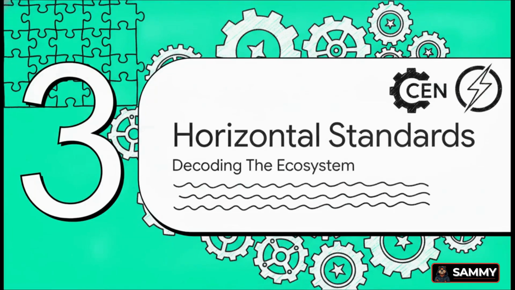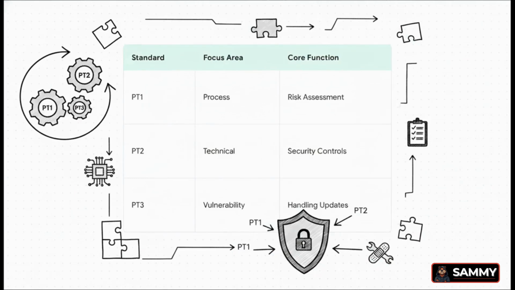Section 3, decoding horizontal standards, the ecosystem. Let's look at how standard-setting organizations like CEN and CENELEC have actually structured the rulebook you have to follow. And this brilliantly illustrates how the standard makers didn't just write one giant confusing book. They broke it down into 3 interlocking parts.